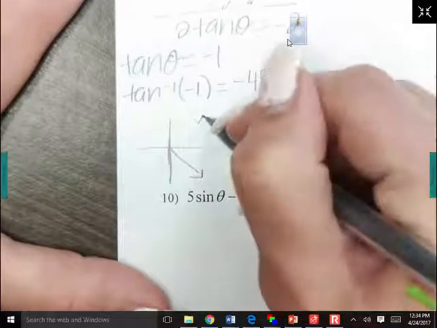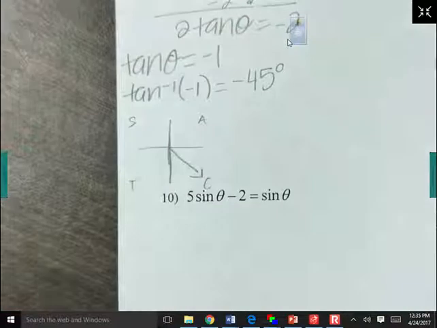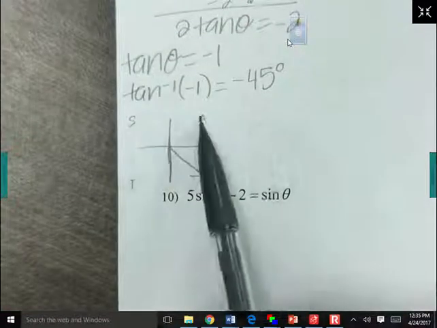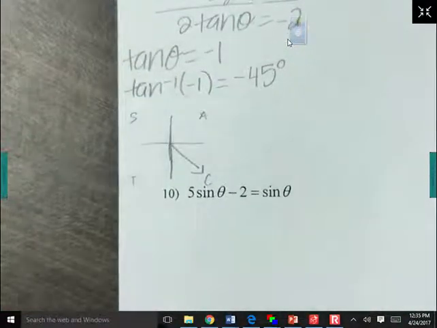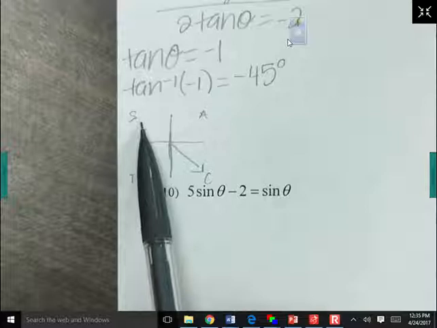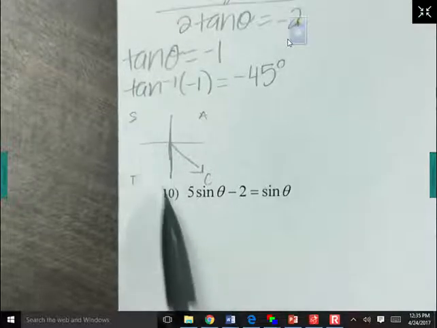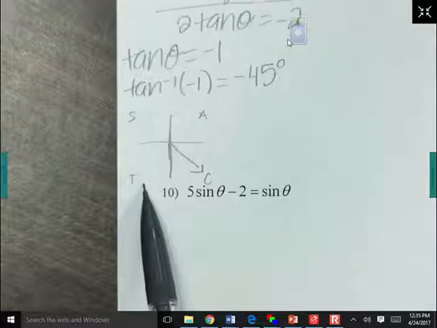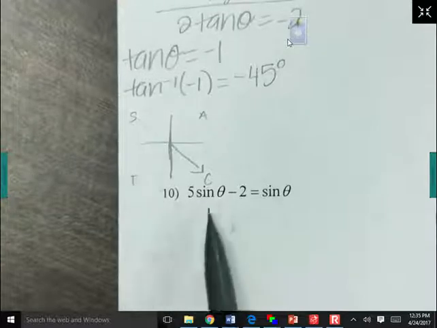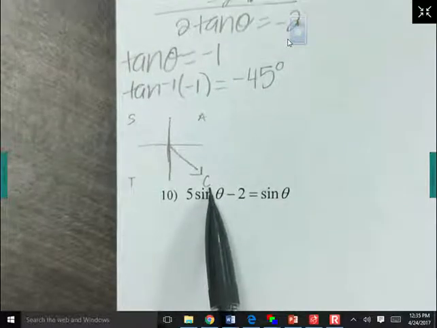Don't forget that all students take calculus. What that means is that in the first quadrant, all of them are positive, which means sine, cosine, tangent are all positive. In the second quadrant, only sine is positive, so cosine and tangent are negative. In the third quadrant, only tangent is positive, which means sine and cosine are negative. And in the fourth quadrant, only cosine is positive, which means sine and tangent are negative.